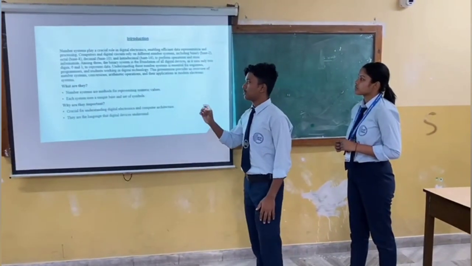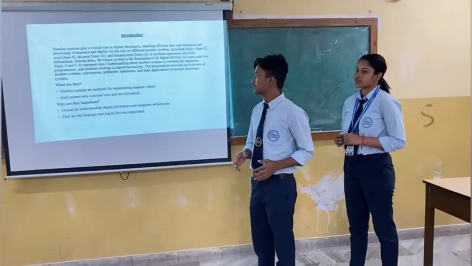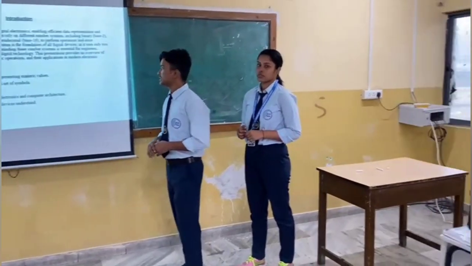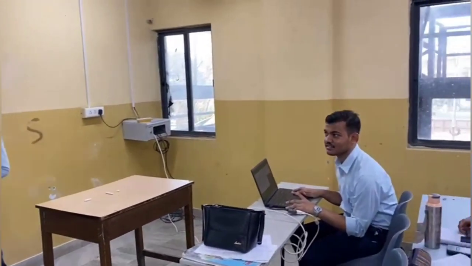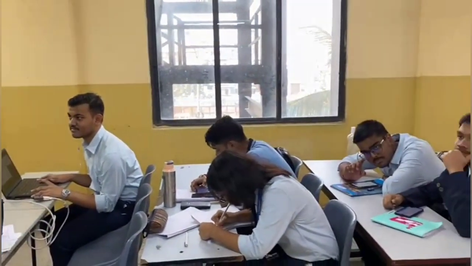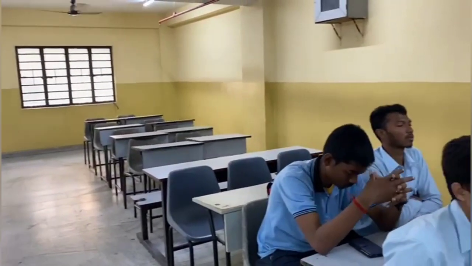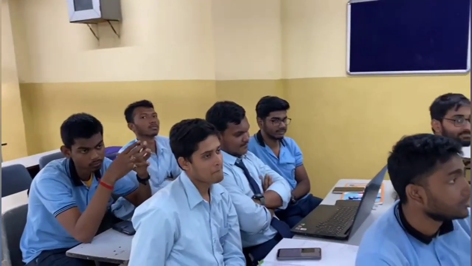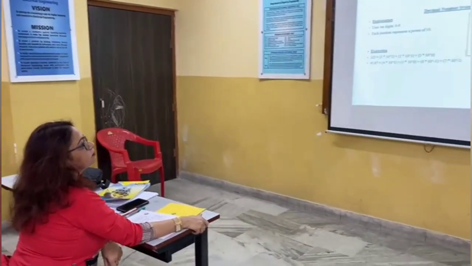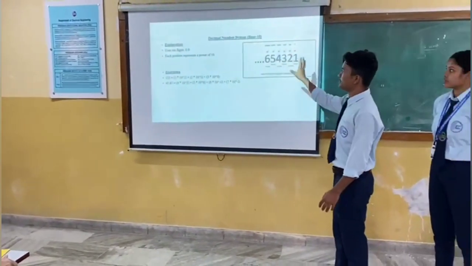What are number systems? They are methods of representing numerical values. These systems use a unique base and set of symbols. Why are they important? They are crucial for understanding digital electronics and computer architecture, and they are the language that digital devices understand. So first we discuss the decimal number system, which is base 10.